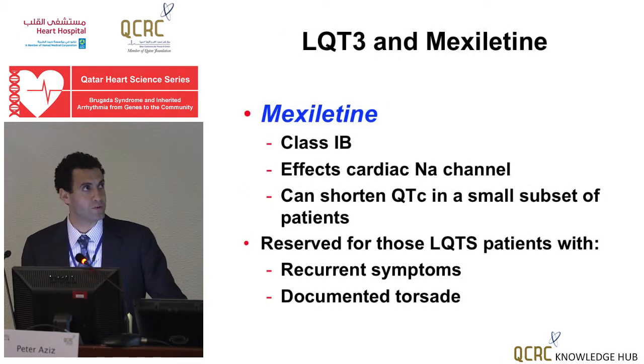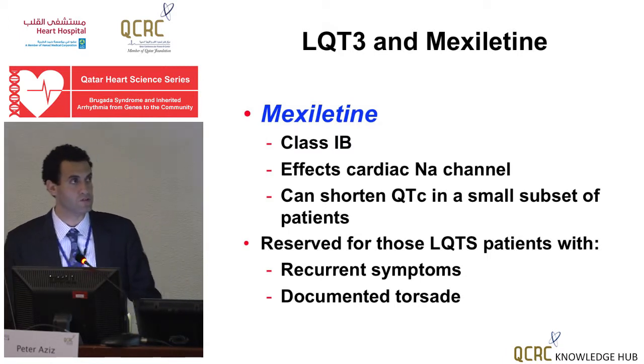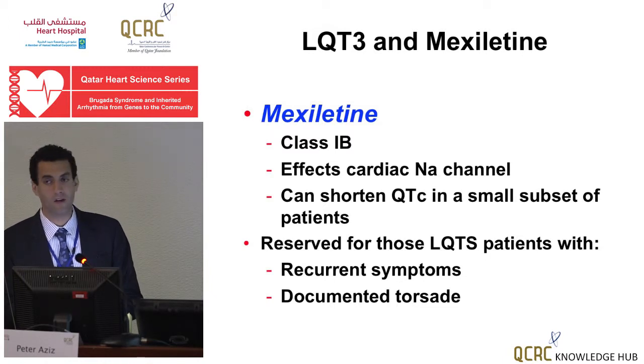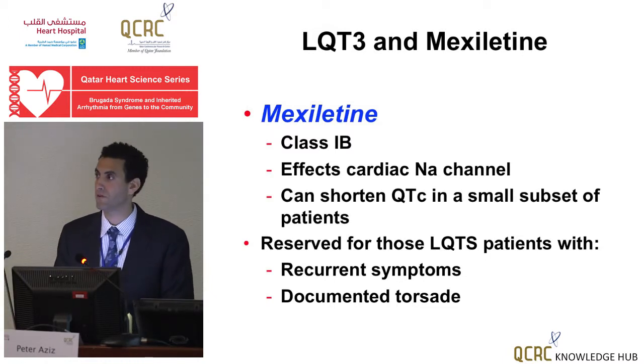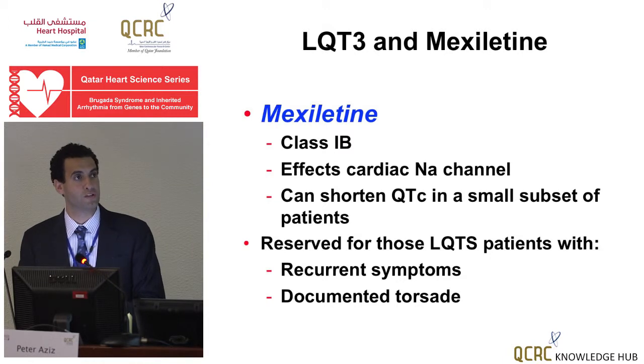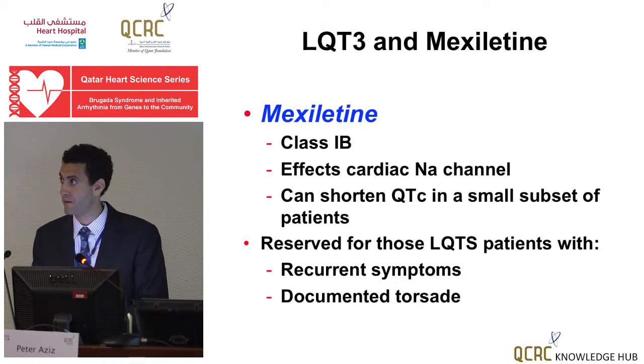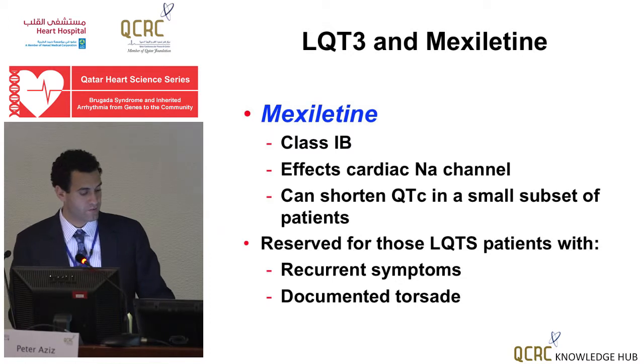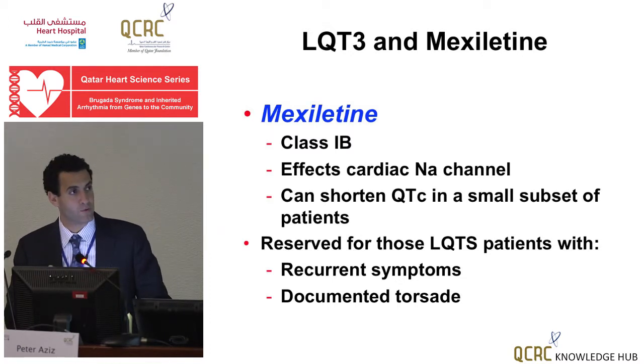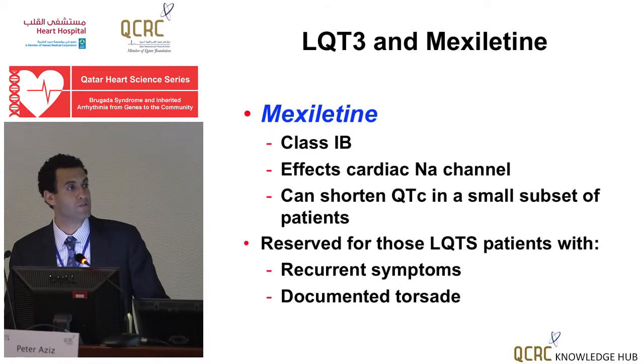Mexiletine, however, is a little bit different. There actually is evidence that at least shows that it can shorten the QTC. So mexiletine is a class 1B antiarrhythmic medication, affects the sodium channel as well. It can shorten the QTC, as we discussed, in a small subset of patients. And certainly if somebody has recurrent symptoms or documented torsades, oftentimes these patients will be on mexiletine, but we'll give them a trial with an IV medication like lidocaine to see if a sodium channel blocker will affect their QTC, and oftentimes it does.